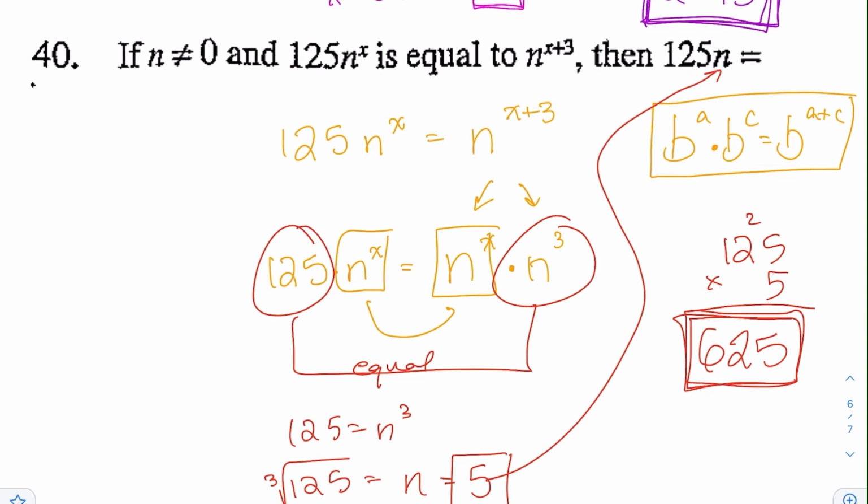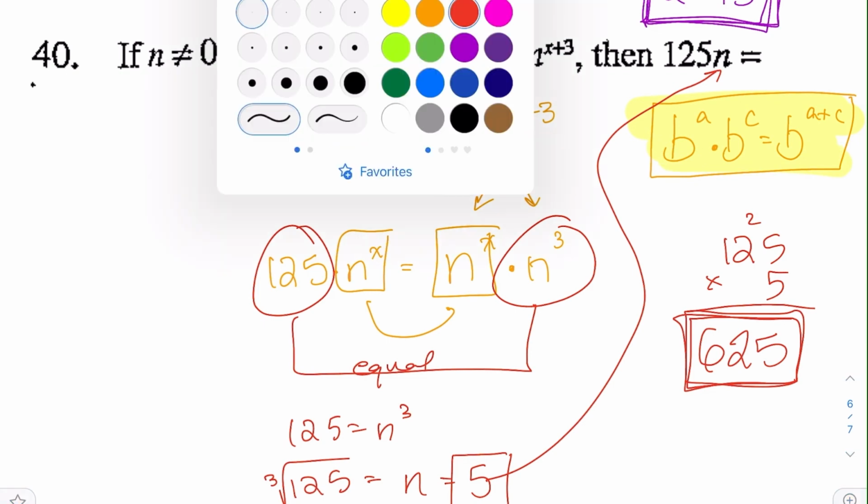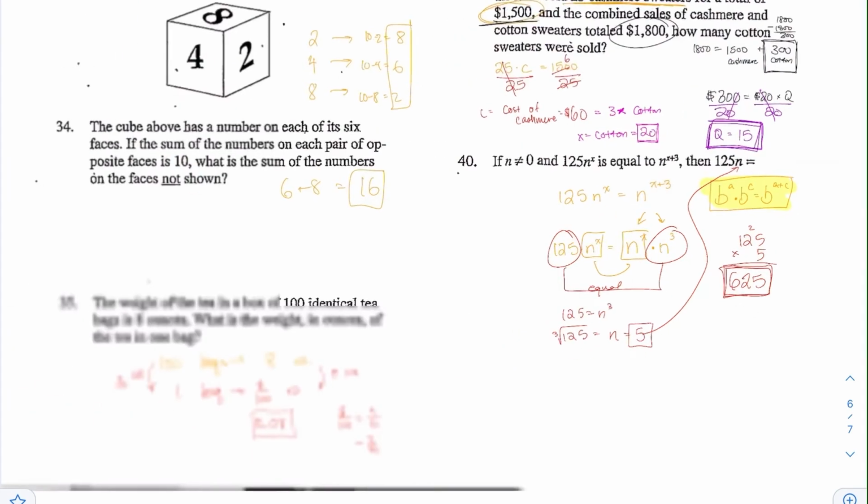And for this question, you have to use this law of exponents. If you multiply two exponents with the same base, you have to add the exponents.